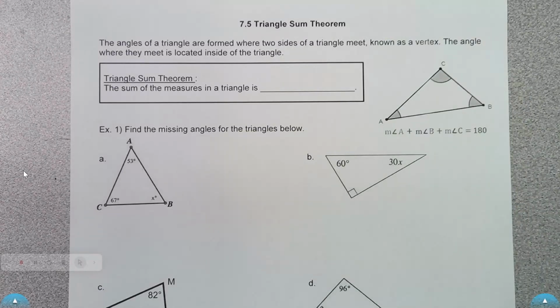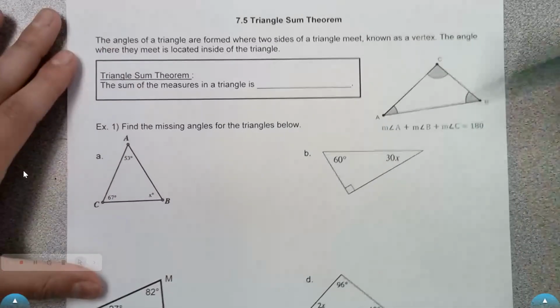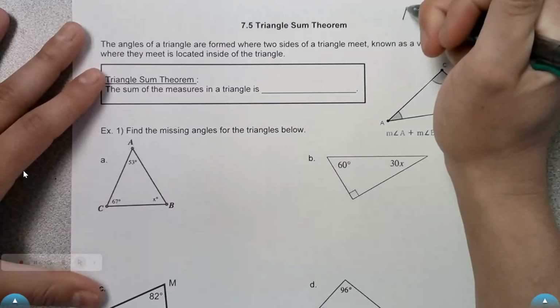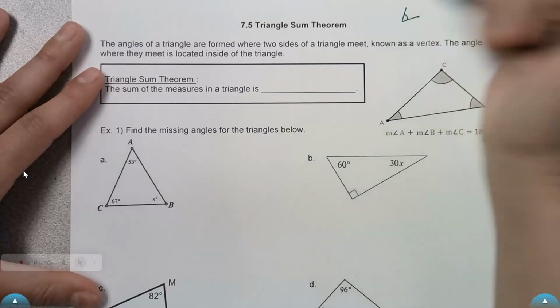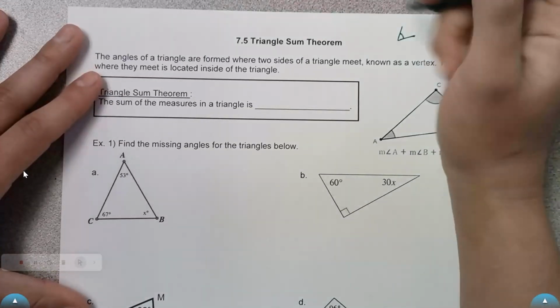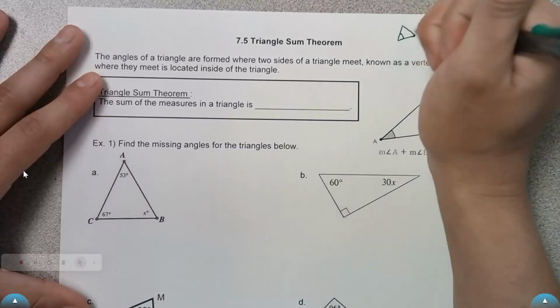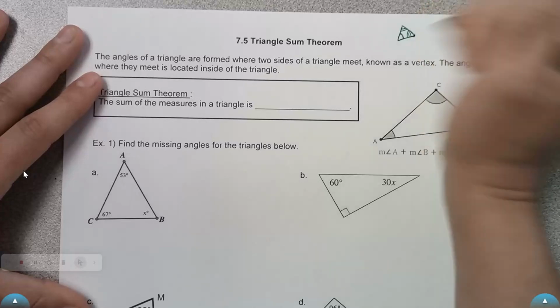Okay, this is lesson 7.5, triangle sum theorem. In any triangle, the angles of a triangle are formed where two sides of a triangle meet. So, where two sides are these things, the outside. Where two sides of a triangle meet, you get an angle. Okay, so then if I have a full triangle, I have three angles.